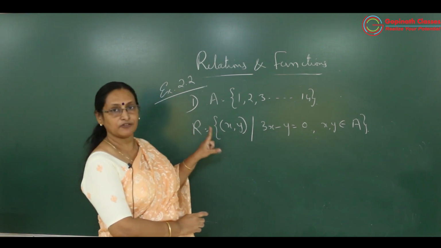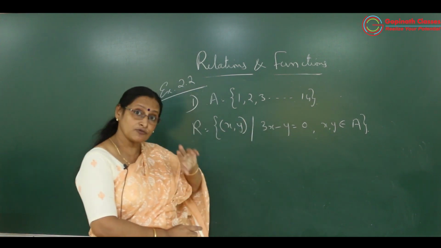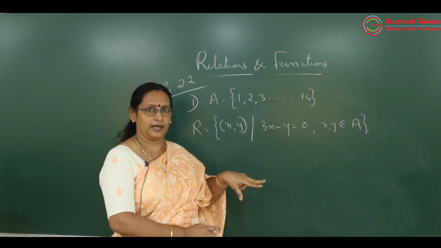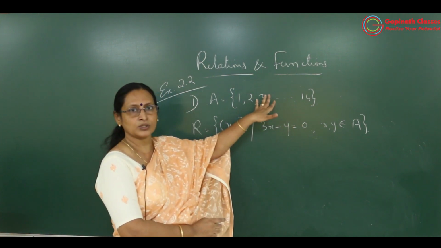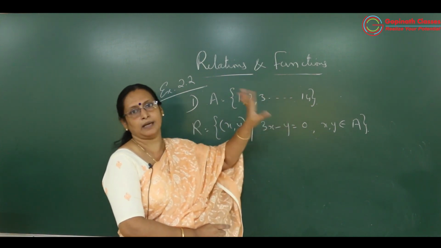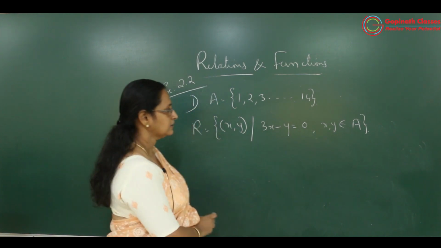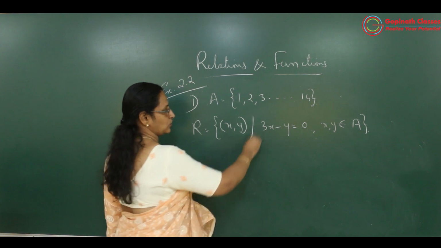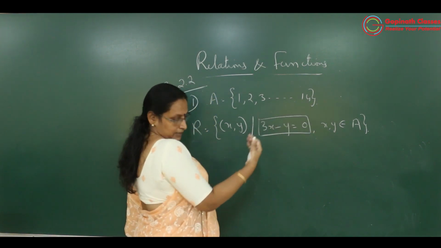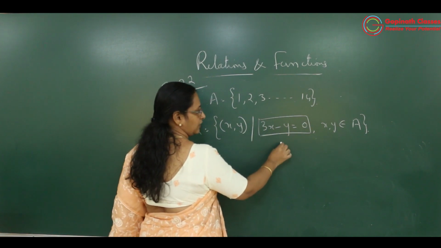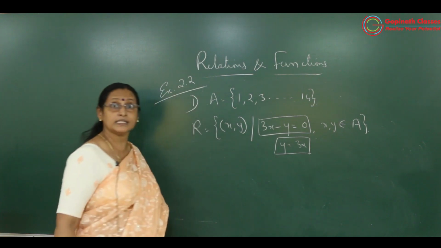The relation we have to define, x and y are from A, because it is a relation from A to A, not A to B, there is no second set. We pick the numbers from this set and the answers are also in this set. How will we make this relation? And what's the relation you see? 3x minus y equal to 0. This is the relation. Analyzing it a little more, 3x minus y is equal to 0 is nothing but y is equal to 3x. This is the relation, y is equal to 3x.